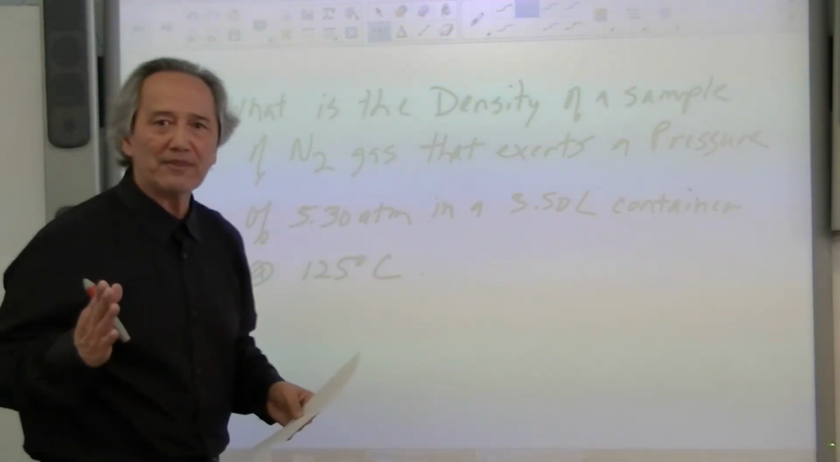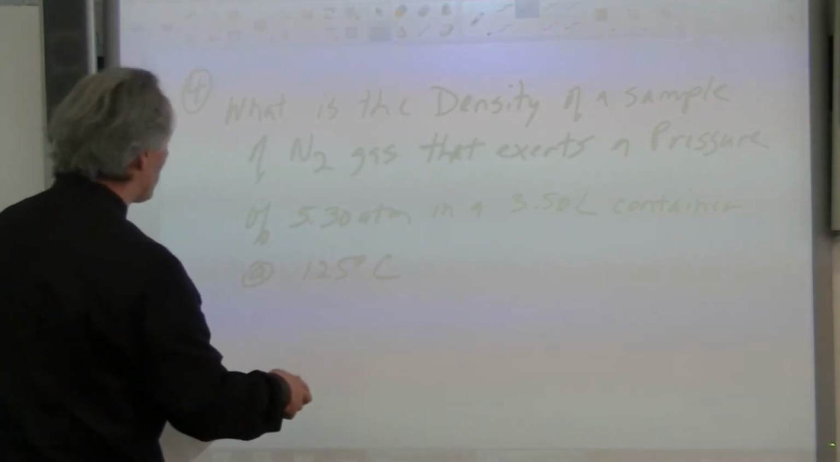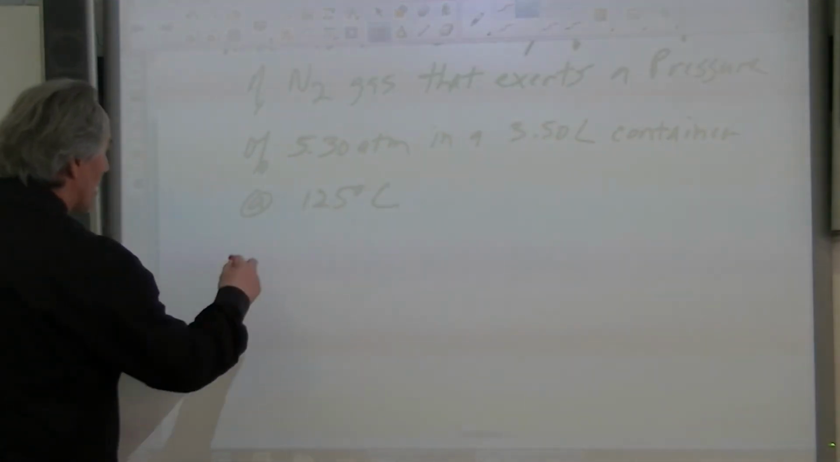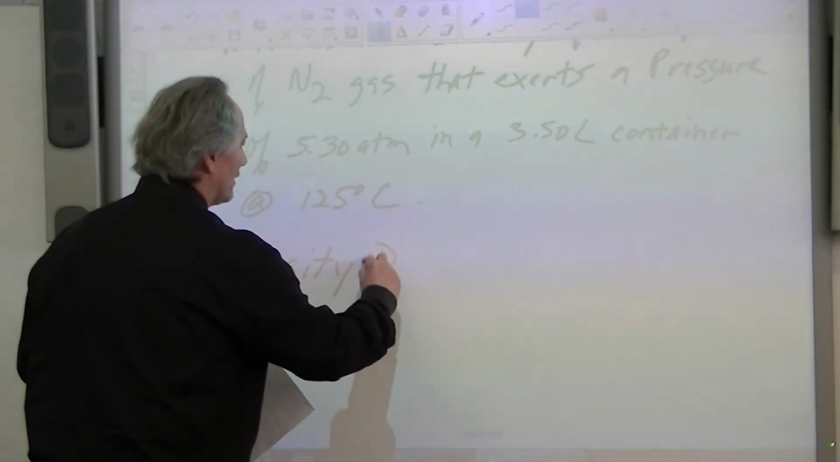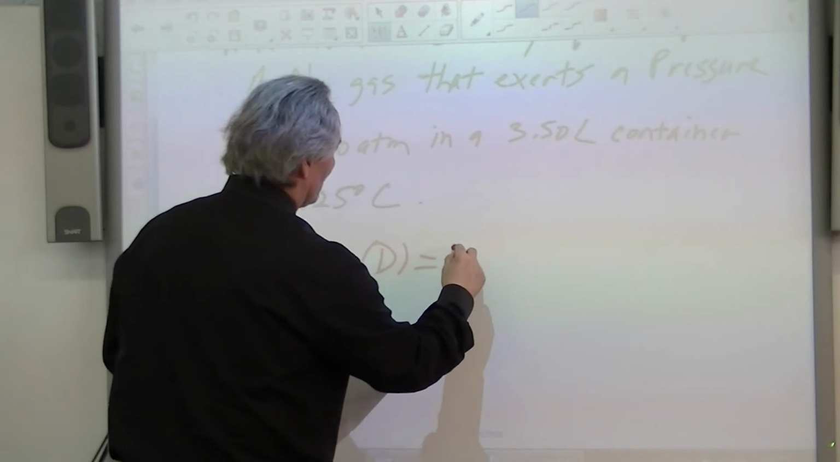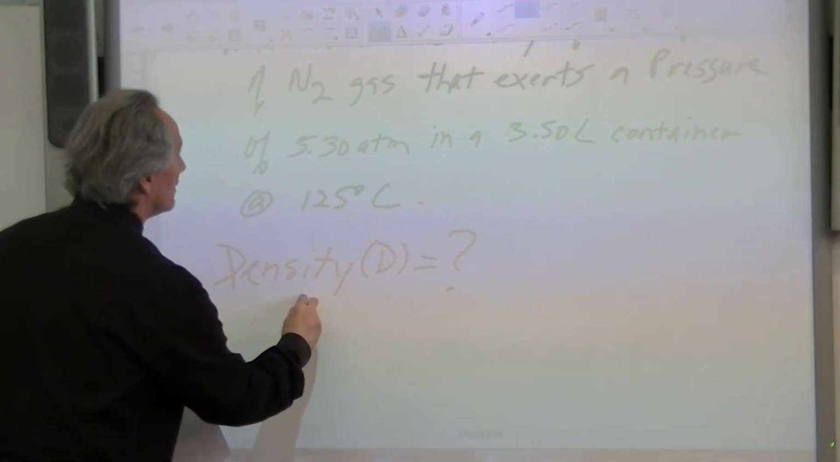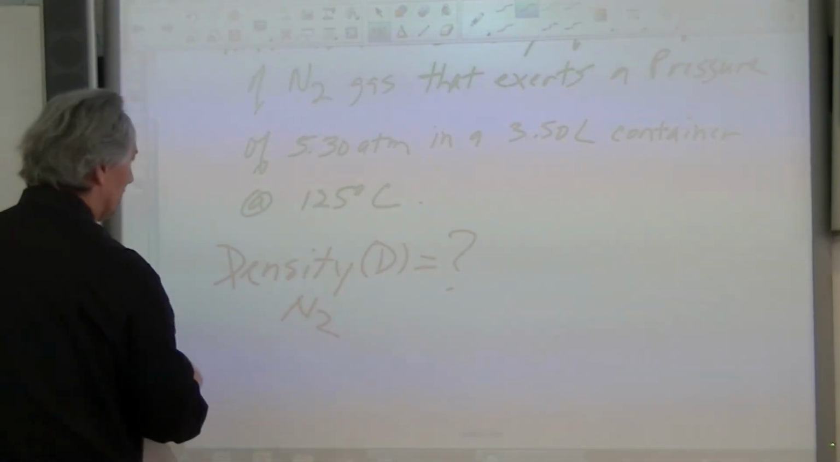Well, what's our first item that we do? First thing is, let's identify what we're looking for. Our unknown happens to be density. So we are looking for density, and the density, of course, is the density of N2, diatomic nitrogen.